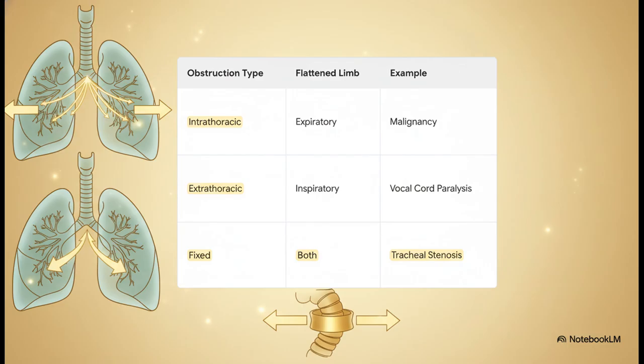This slide is pure gold. Think of it this way. A variable obstruction inside the chest gets squeezed during expiration, so it flattens the expiratory curve. A variable one outside the chest gets sucked in during inspiration, flattening the inspiratory curve. But a fixed obstruction, like tracheal stenosis, is like a rock in the airway. It doesn't move. It limits airflow both ways, flattening both curves. So the answer is a fixed upper airway obstruction.